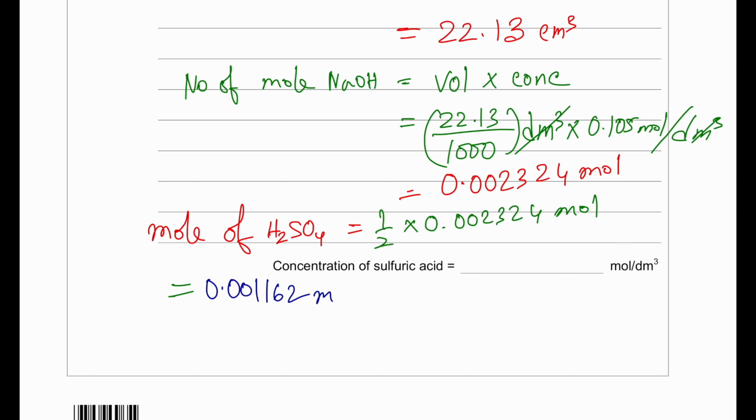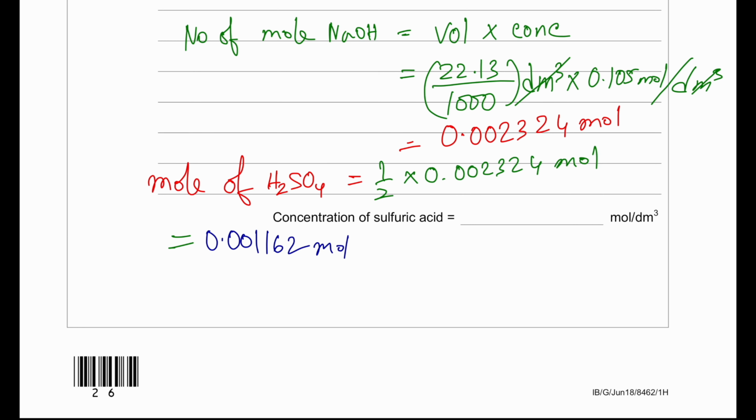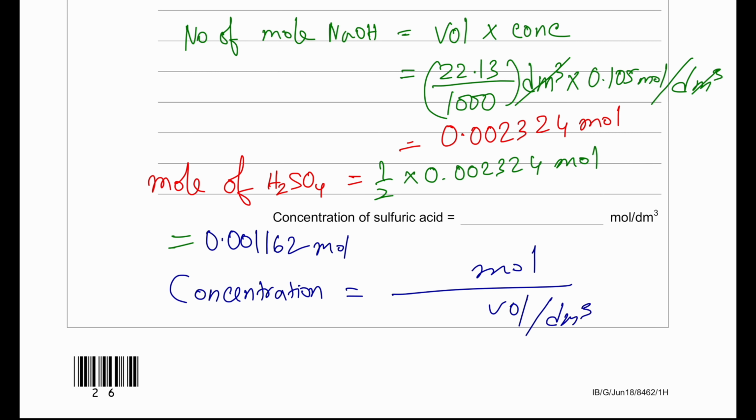0.001162 mole. Now if we are trying to find out the concentration, we know that concentration equals mole divided by volume. The volume must be in dm cube, by the way. So our mole here is 0.001162, which is divided by the volume.